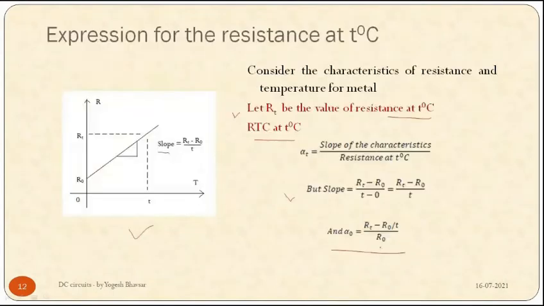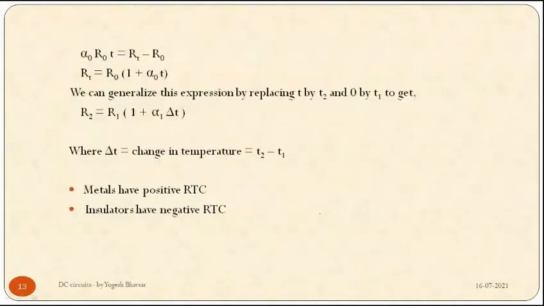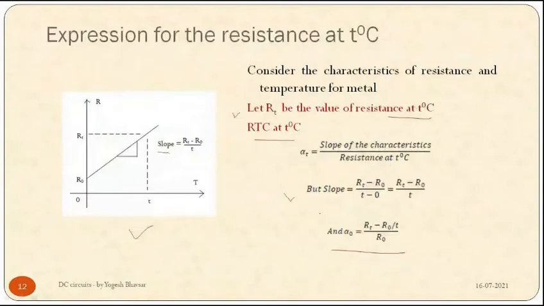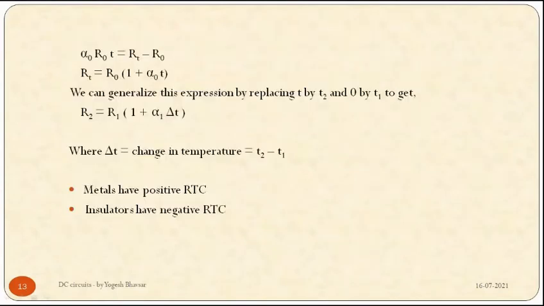Now rearrange this formula. Take this R0 towards the left hand side. So alpha 0 R0 T is equal to RT minus R0.